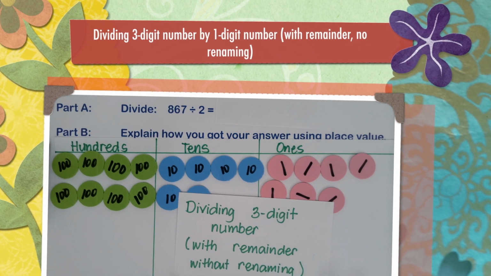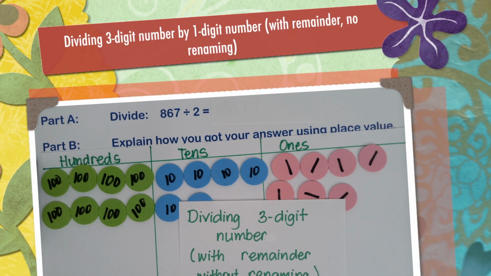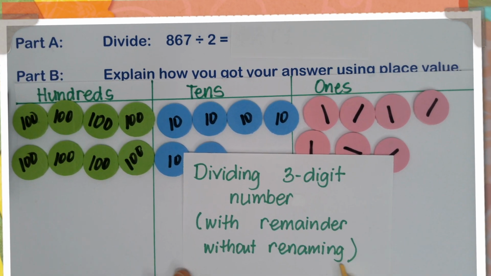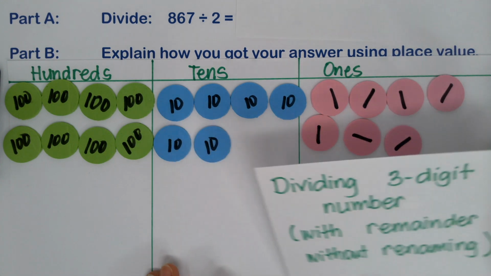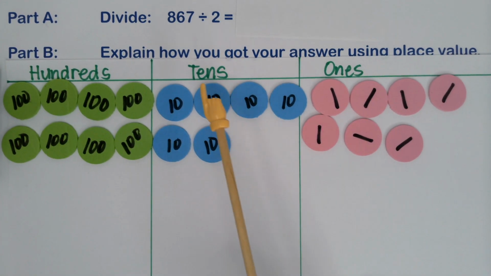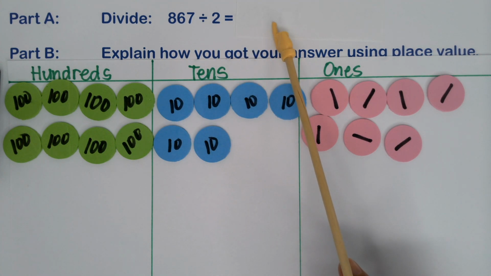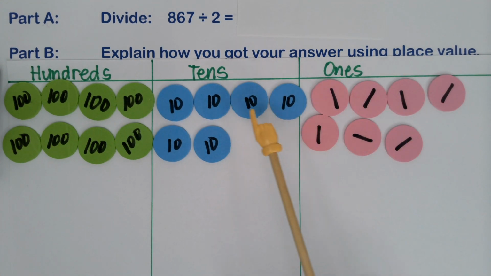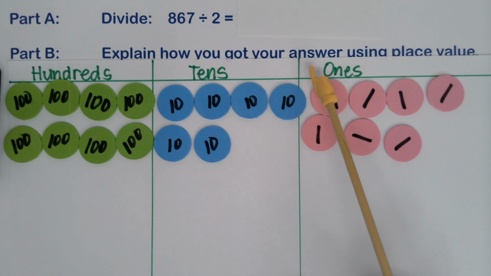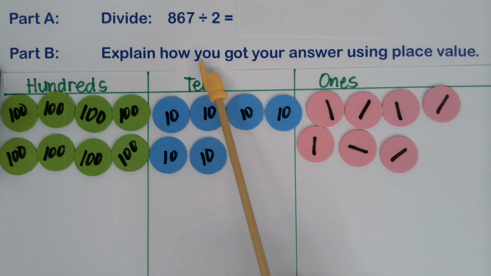This lesson is about dividing a 3-digit number by a 1-digit number without renaming, but with a remainder. So we have this number, 867 divided by 2, and we are going to find the quotient, which is the answer to division. Then we are going to explain how the answer was obtained. So explain how you got your answer using place value.